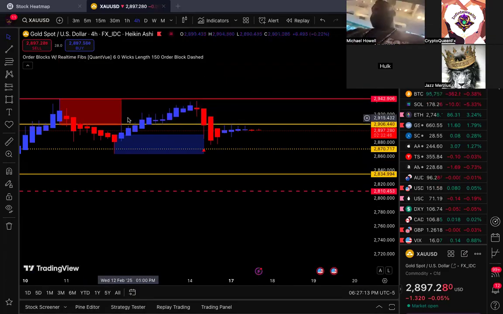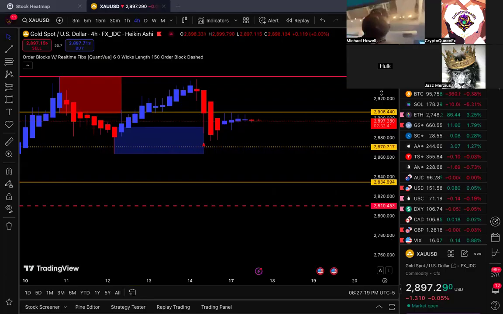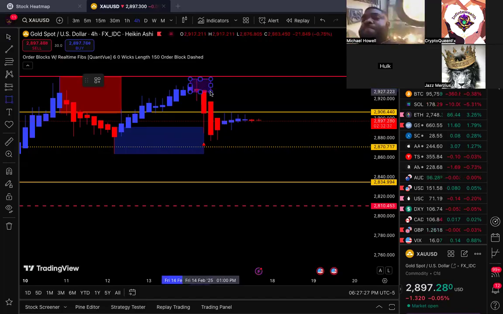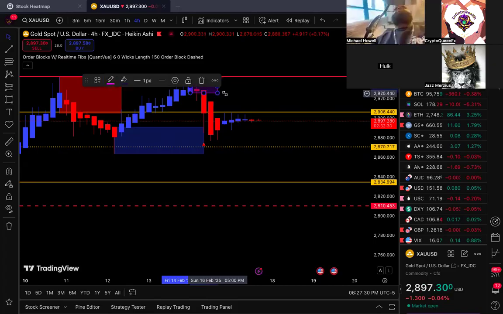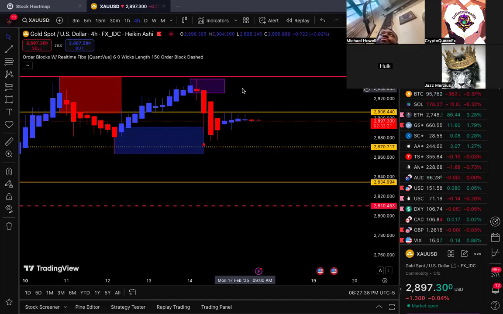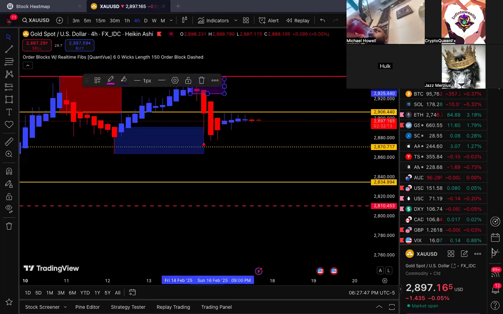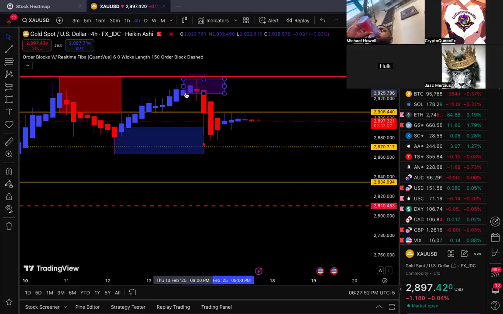And if you don't see an order block, how you locate an order block on the chart is that an order block is the previous candle before the market reversed. So this candle right here would be an order block, because that's the previous candle before the market reversed. That's where the high volume of sell orders came in, right here.